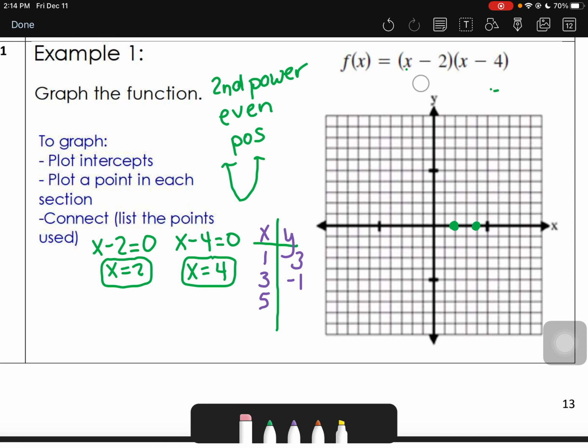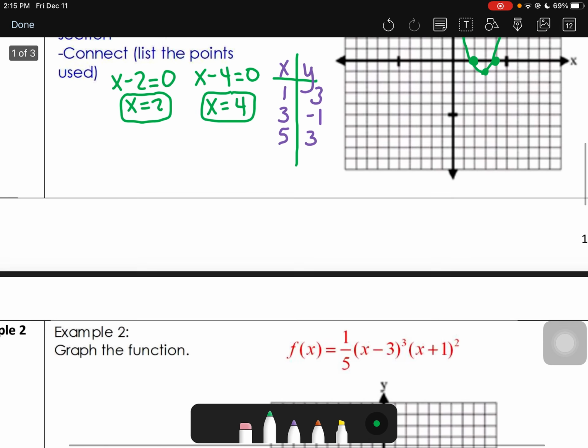Now I'm going to substitute a 5 into the equation. I have 5 minus 2 and 5 minus 4, so I have 3 times 1, which is 3. Then I'm going to plot those points on my graph: positive 1, positive 3; positive 3, negative 1; positive 5, positive 3. Then I know that I have a parabola which is opening up, and it is positive. Let's go on to the next example.